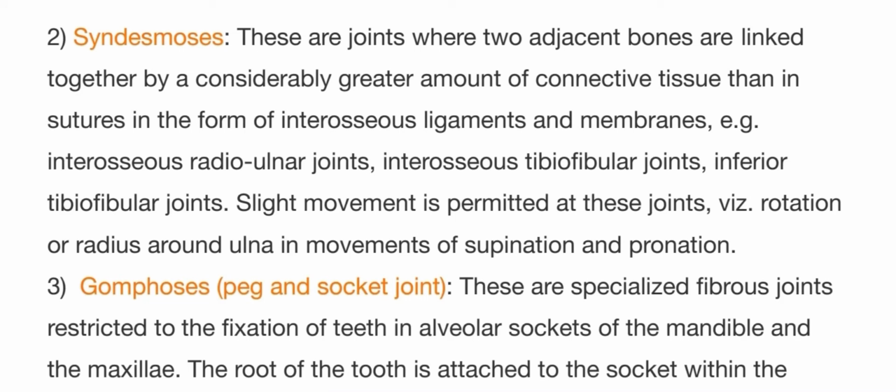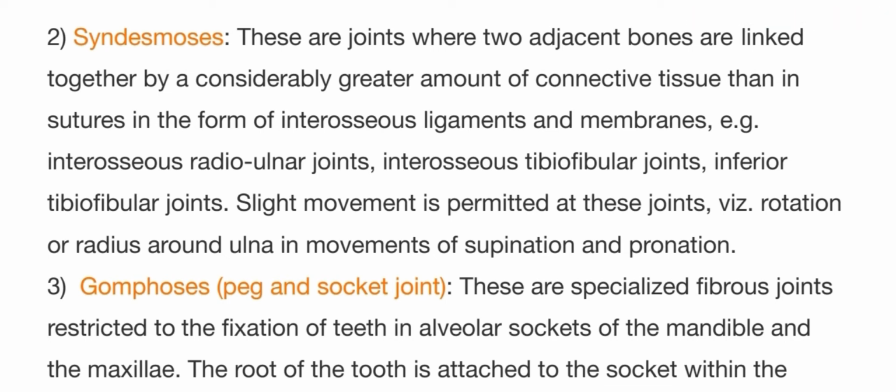So the second type is syndesmosis, joined by interosseous ligament, in which slightly movable movement is possible. Syndesmosis: these are joints where two adjacent bones are linked together by considerably greater amount of connective tissue than in sutures, in the form of interosseous ligament and membranes. Example: interosseous radioulnar joint, interosseous tibiofibular joint, inferior tibiofibular joint. Slight movement is permitted at this joint, which is rotation of radius around ulna, allowing movements of supination and pronation.